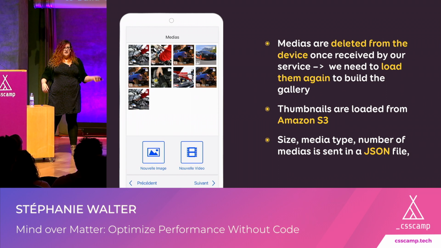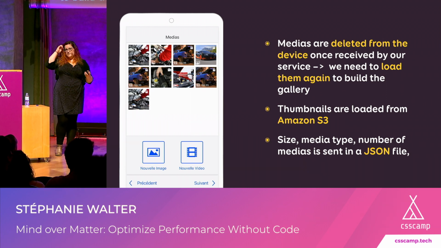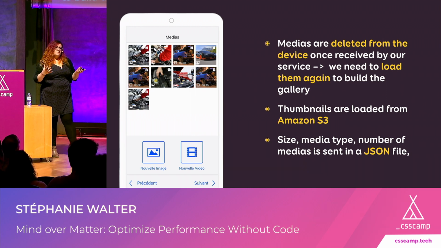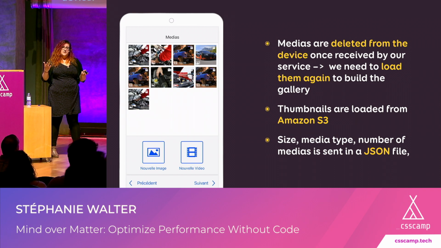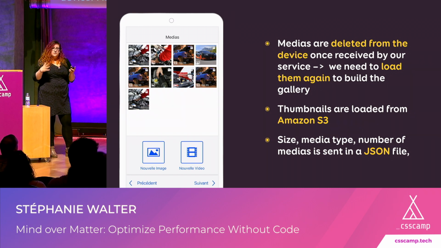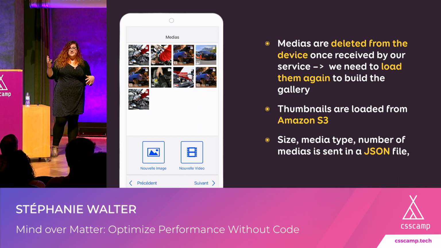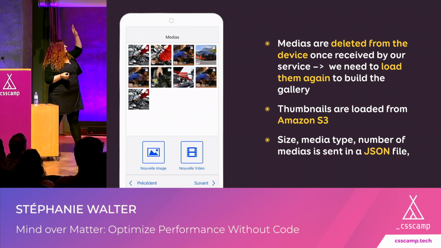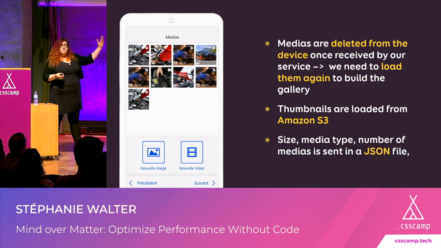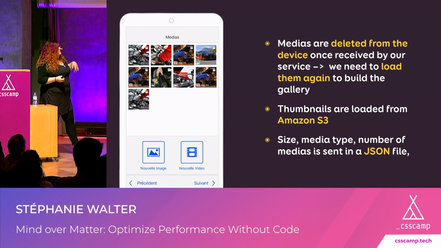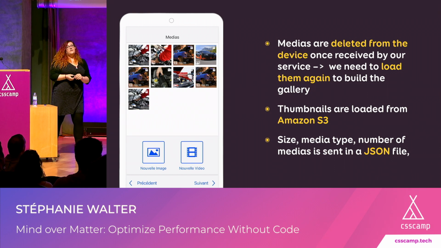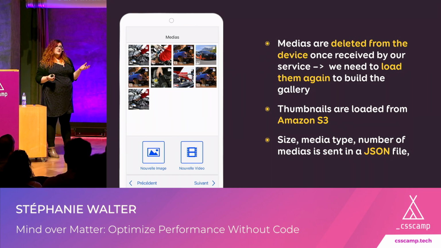The medias are deleted from the device. The mechanics are sharing a device, so at the end of the day, if they have a lot of medias on the device, there will not be any storage anymore. So what we do is, as soon as we get the images on our servers, we delete them from the devices, which means that to actually display the gallery, we need to fetch all of those images from our Amazon S3 servers. Another interesting thing they told me is they have a JSON file.